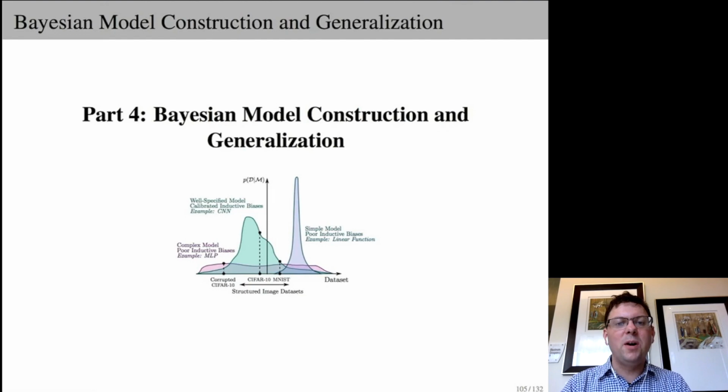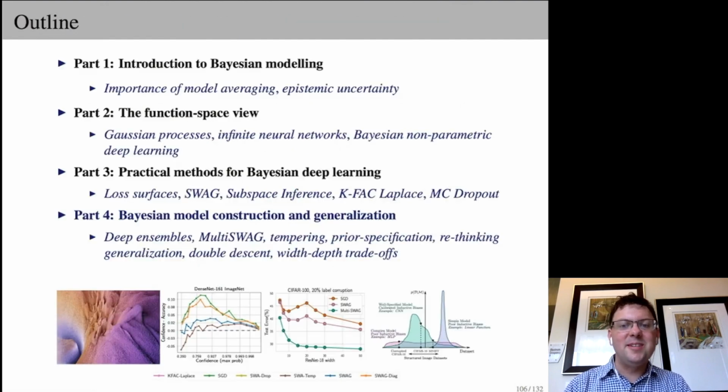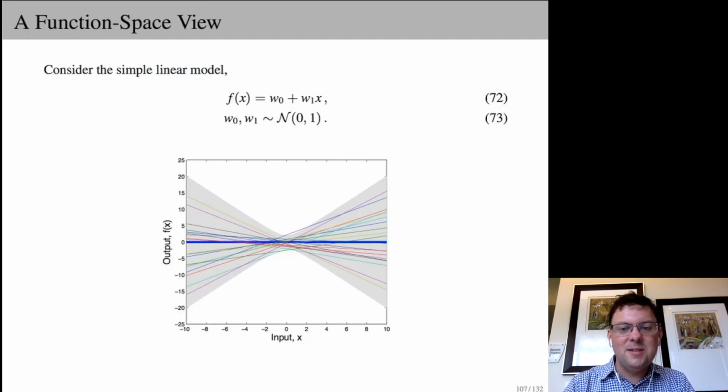This is part 4 on Bayesian model construction and generalization. In this part, we'll consider deep ensembles and their connection with Bayesian marginalization. We'll use this connection to describe MultiSWAG, a procedure which marginalizes within multiple basins of attraction. We'll also consider tempering, prior specification, rethinking generalization, double descent, and width-depth trade-offs.